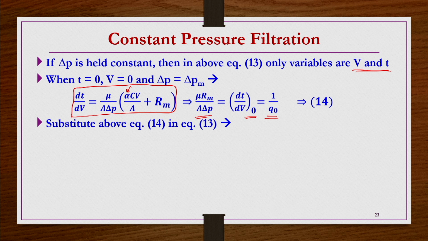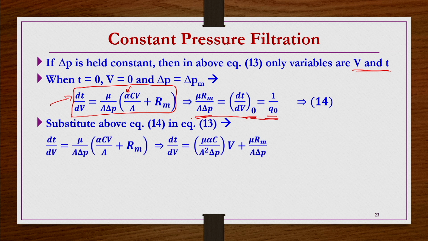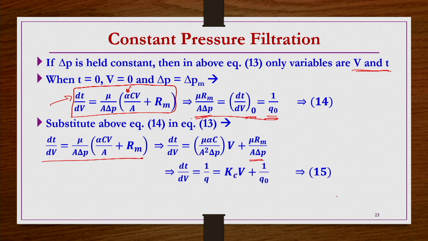Substitute this equation 14 back in equation number 13. Wherever mu rm by A delta p is there, you write 1 by q naught. When you write it, dt by dv, taking mu by A delta p inside, is equal to mu alpha c by A square delta p times v plus mu rm by A delta p. Here mu rm by A delta p I am writing as 1 by q naught, and mu alpha c by A square delta p I am writing as Kc.